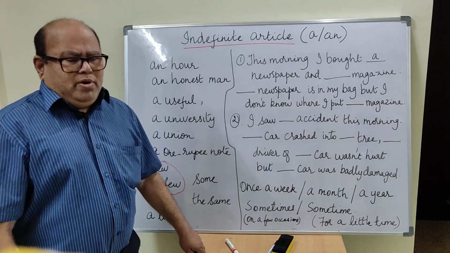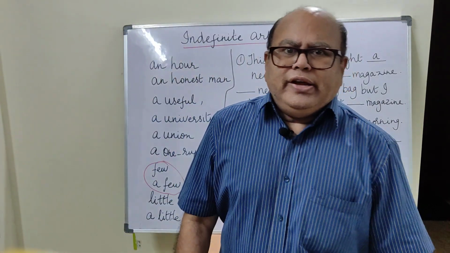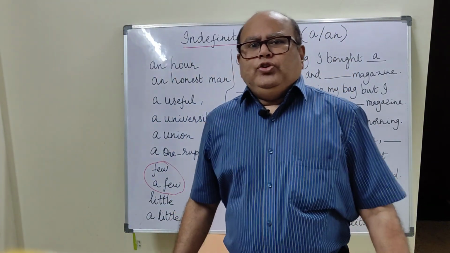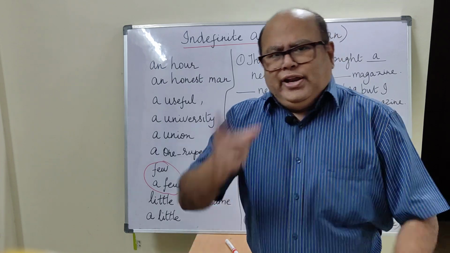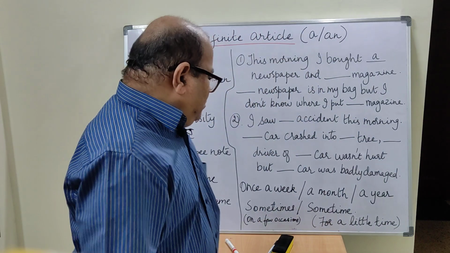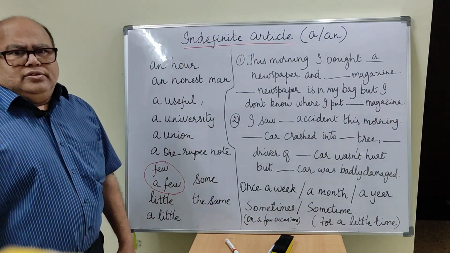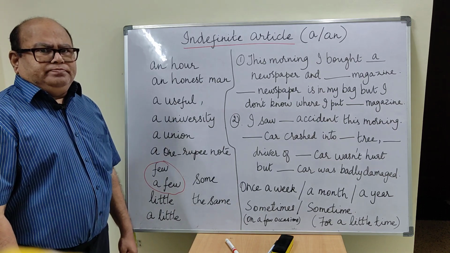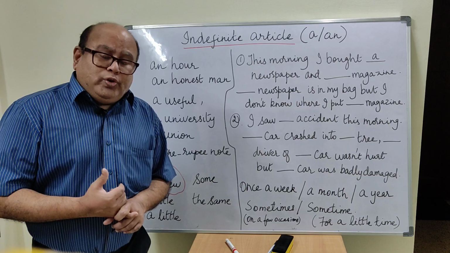So when you are talking about something or someone for the first time, it is a. Before vowel sounds, you have got to use an, meaning only one. Okay, now let us see these exceptions.